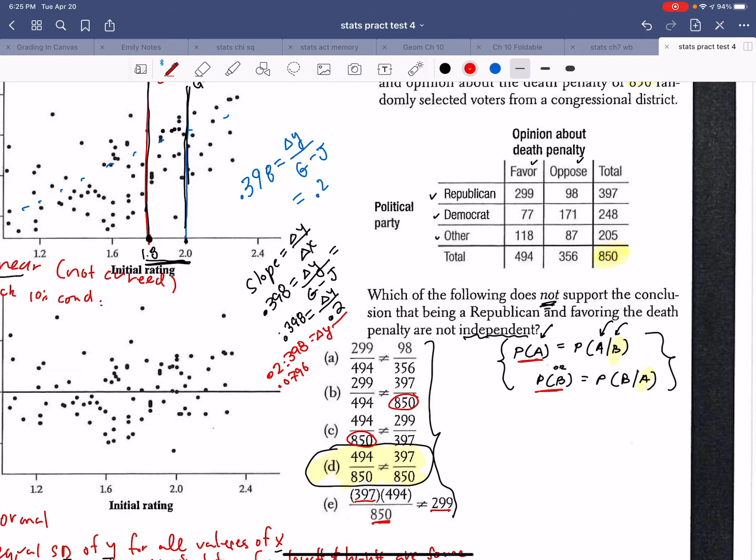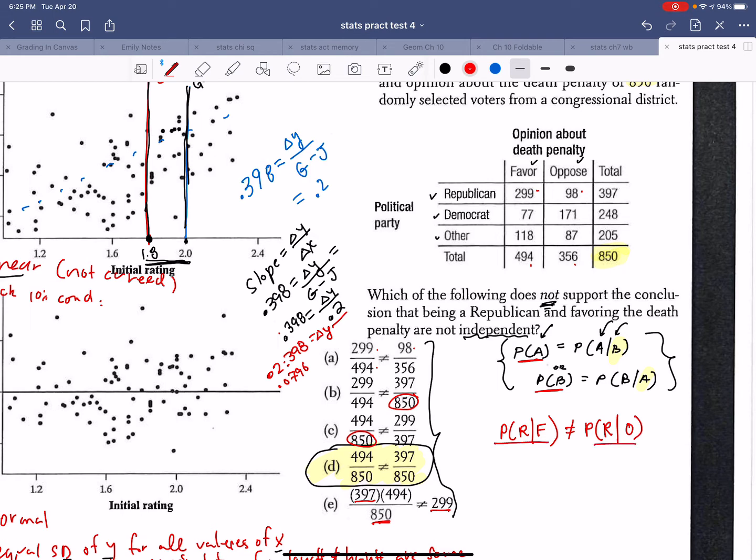Okay, so what is A saying? A is saying 299, this number, so that's the probability of Republican, given they're in favor of it. And they're saying that's not equal to 98 over 365, the probability of Republican, given you're opposed. So these would be equal.